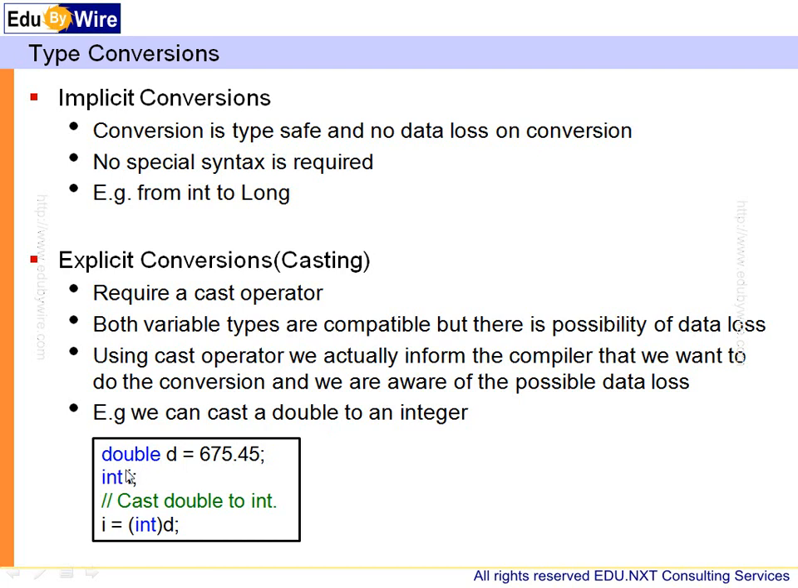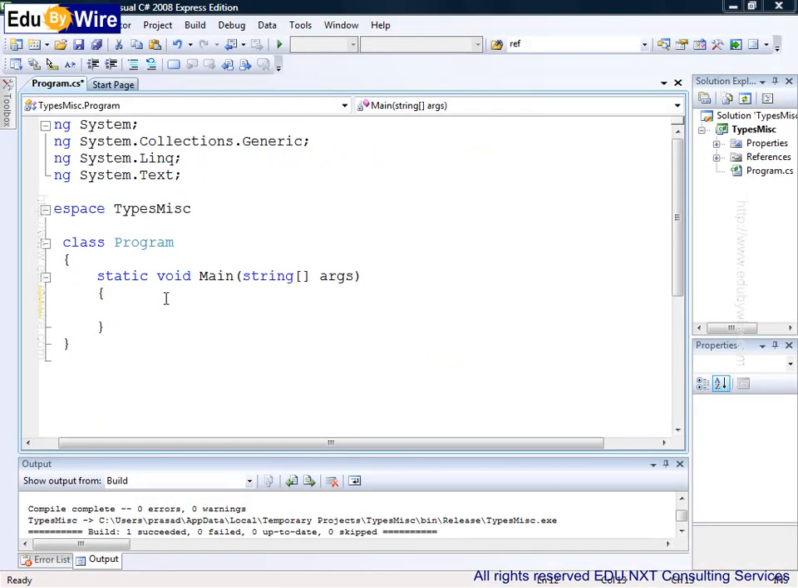Now you can see here, I have a double variable double d, and the value of d is 675.45. And then I have integer I, and I am casting the double to an integer. Here, because there is a possibility of data loss, I have to explicitly cast it. This is how I am informing the compiler that I am aware of the data loss and still want to go ahead and convert it. Now with this, let's go ahead and use implicit and explicit conversions in C#. Now we are back to our C# environment.